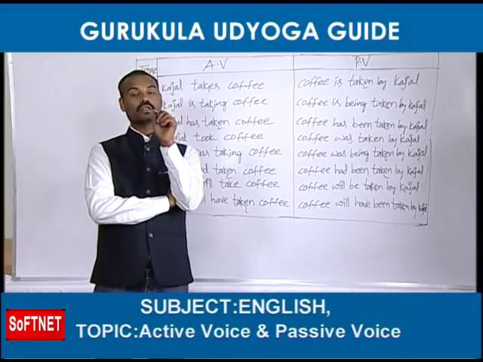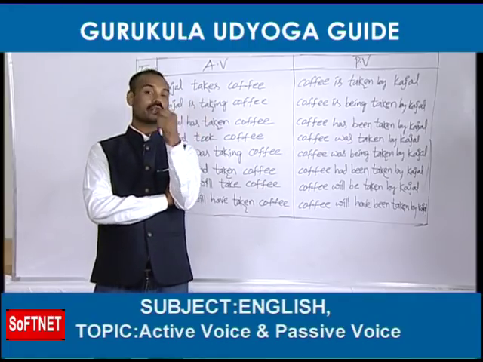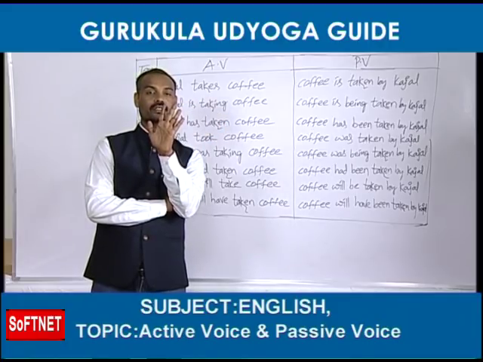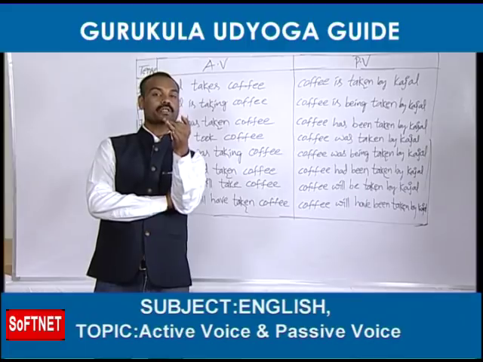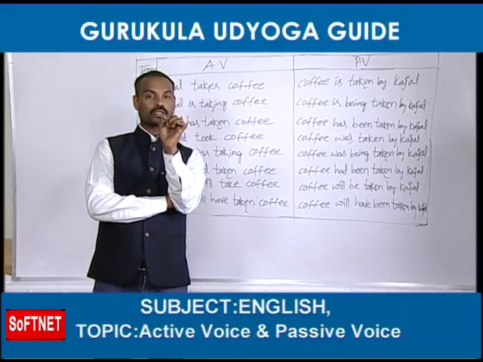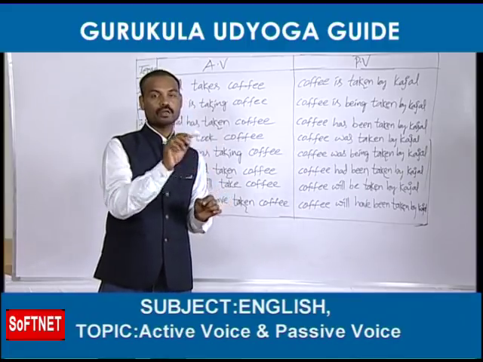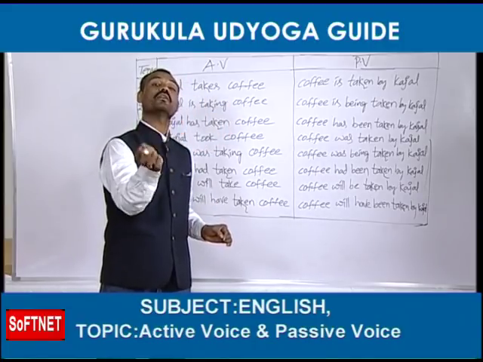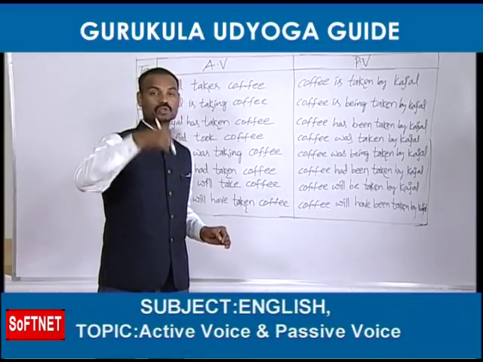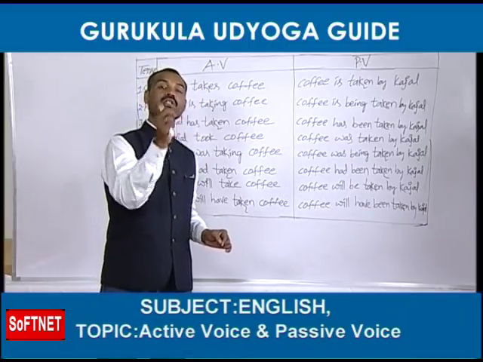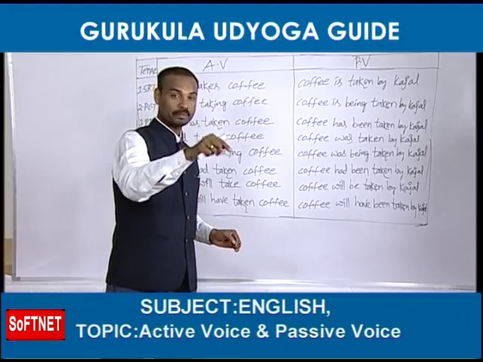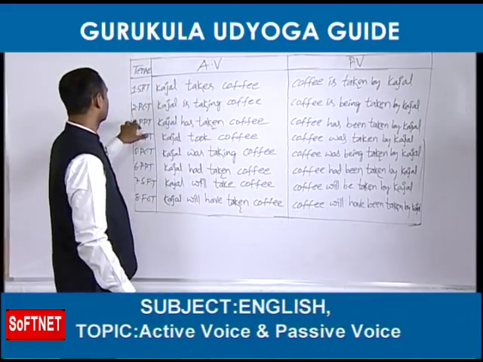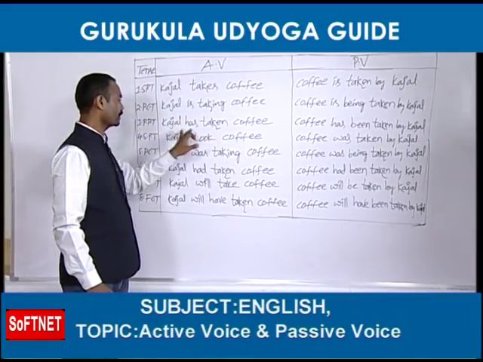So whenever you find either have been or has been or had been or will have been plus ing form, please remember, friends, you can easily remember this. Whenever you find in the active voice either have been plus ing form or has been plus ing form or had been plus ing form or shall have been or will have been plus ing form, there are no passive voices for such sentences. So for the fourth tense, present perfect continuous, no passive voice.